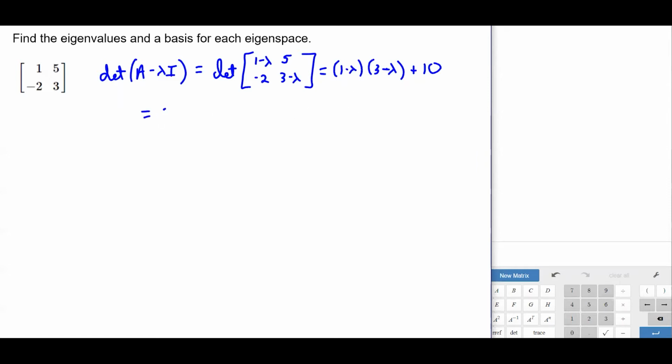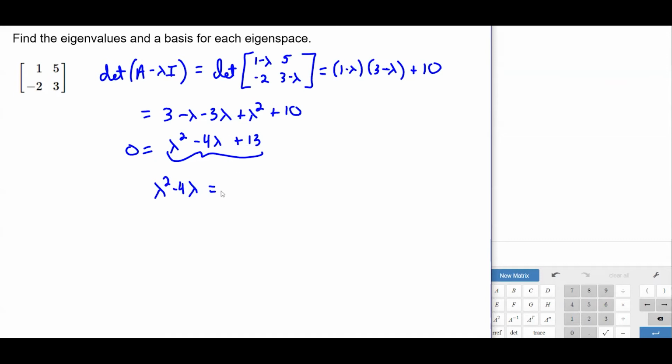All right, so just fold this out and simplify. So I get lambda squared minus 4 lambda plus 13. So if you check, this trinomial can't be factored in the usual way. So we're just going to solve this by, let's complete the square.